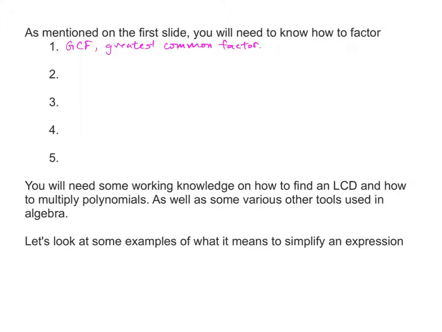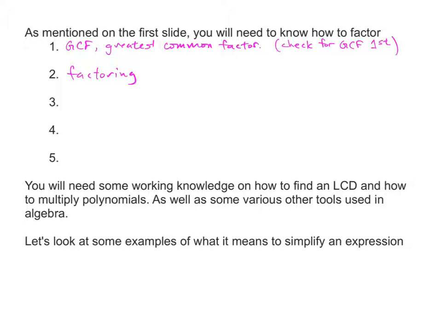And this is when you divide each term by the largest number possible, or divide each term by the smallest exponent of variable that you may have. If you don't understand what this means, you will see some examples in the coming slides. So that's the first one, greatest common factor. You should always check for this first. Check for GCF first. The second type of factoring, I'm just going to list as factoring.